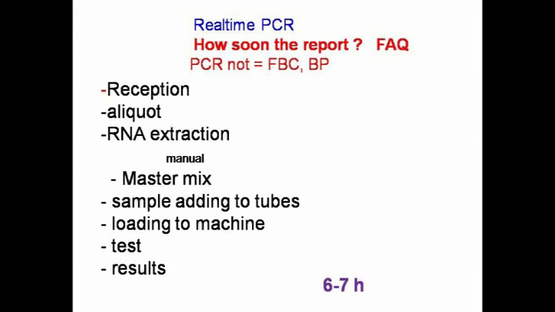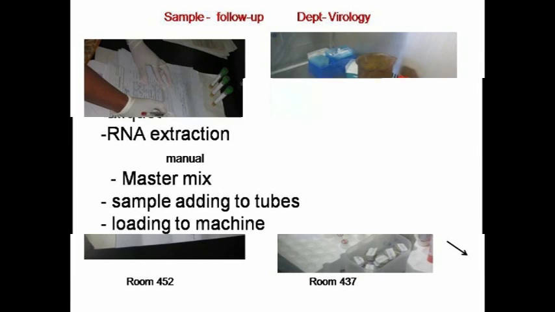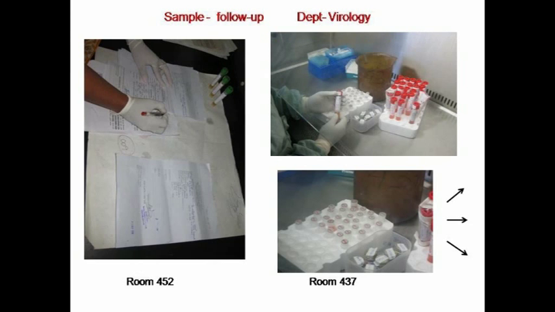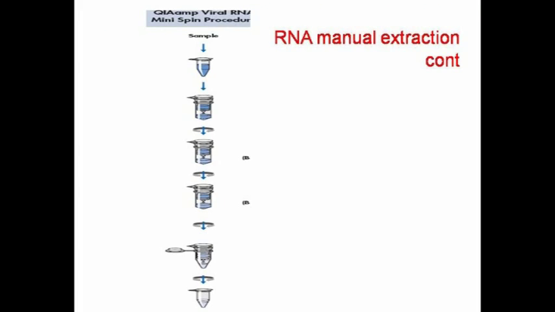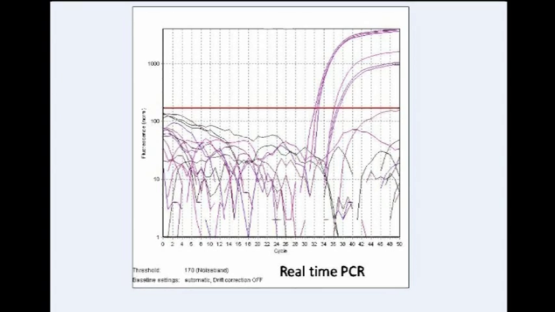This is the most frequently asked question: how soon can we get the report after sending? There are so many factors. First of all, PCR is not a full blood count or a blood picture. It takes processing, it takes allocating, so there are many steps. Just to say, because we are expecting our clinical colleagues to be here, the whole process takes 6 to 7 hours. It happens in many rooms, that's why it takes that long.